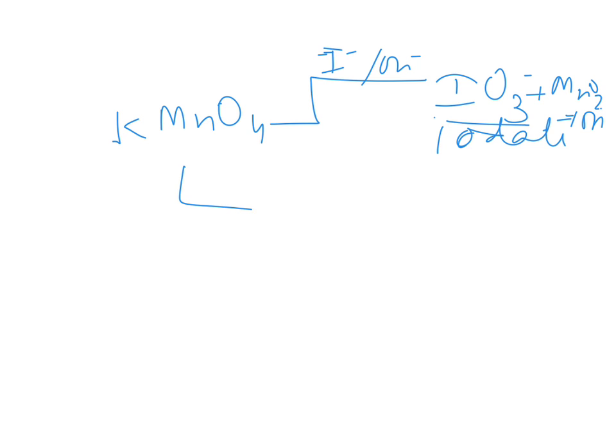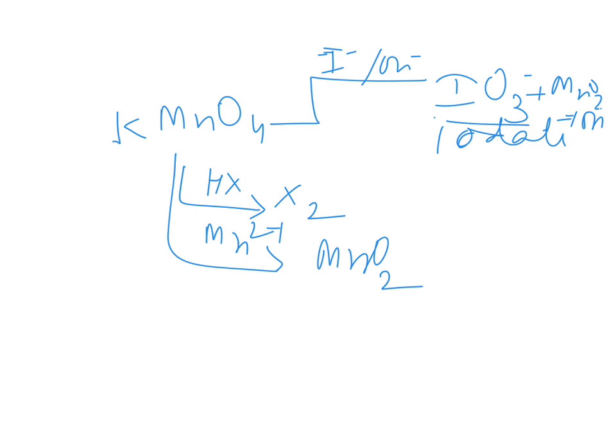Then if you treat it with HX, it will convert into X2. Mn2+ will be converted to MnO2, that is plus 4. Then if you take any Sn2+ salt, it will be converted to Sn4+. So what you see is that there is oxidation; it acts as an oxidizing agent. Okay.